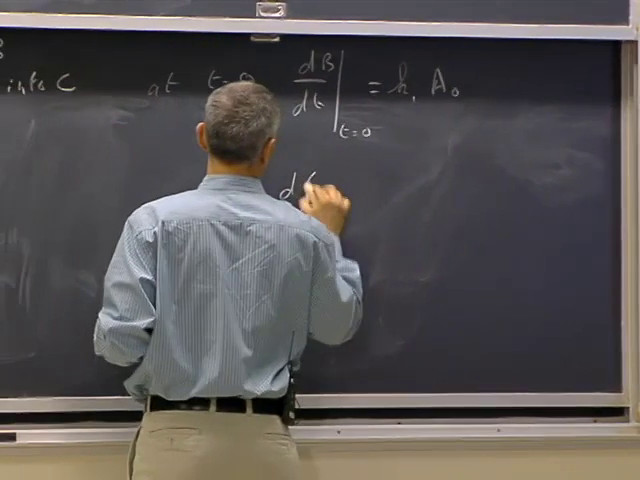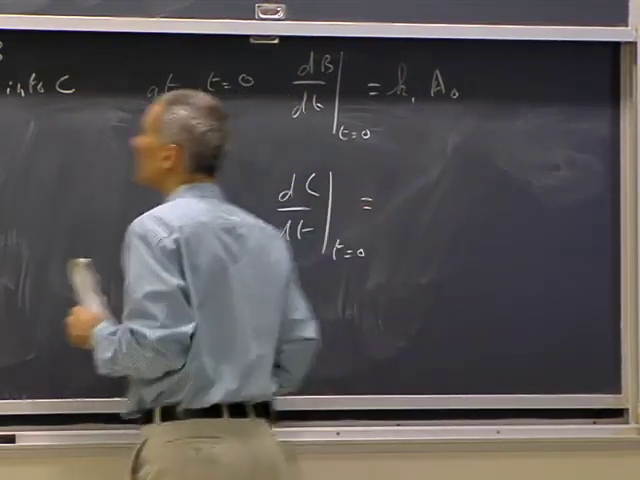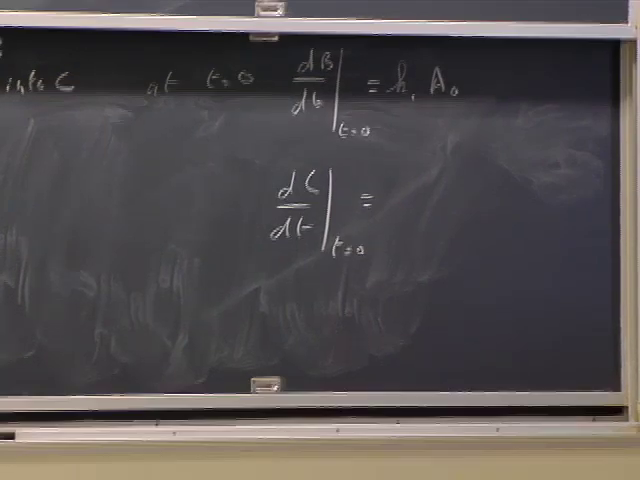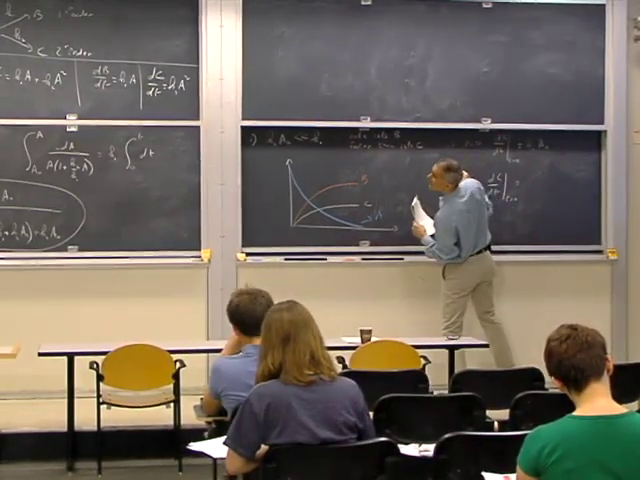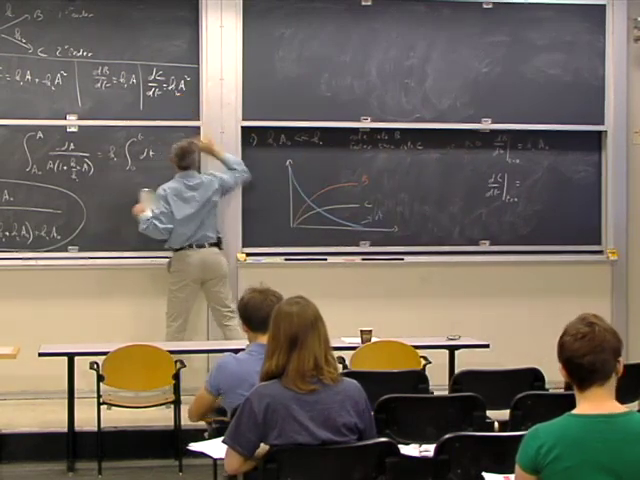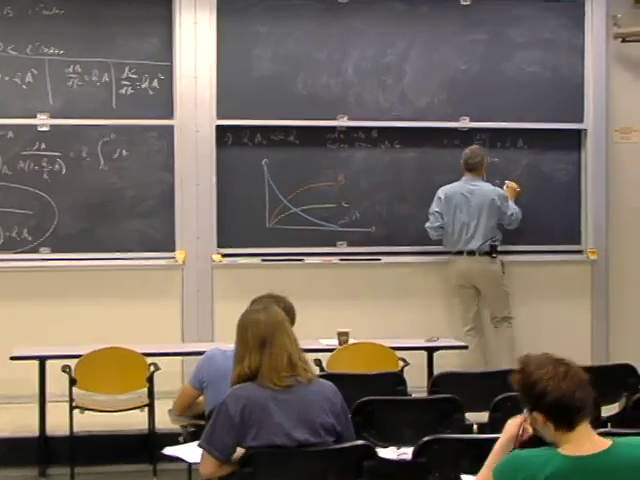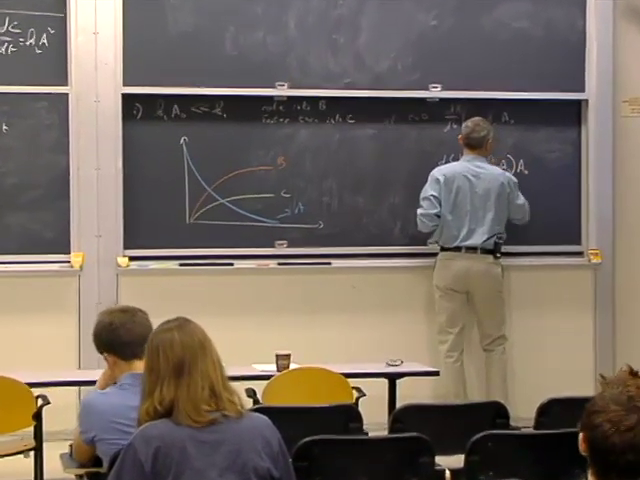And dC/dt, the initial slope at t equals 0, is k1 a naught squared, or k2 a naught squared, rather. Did I write k2? Yeah, k2. Make sure this is a 2 here. So I'm going to write it as k2 a naught squared, like this.